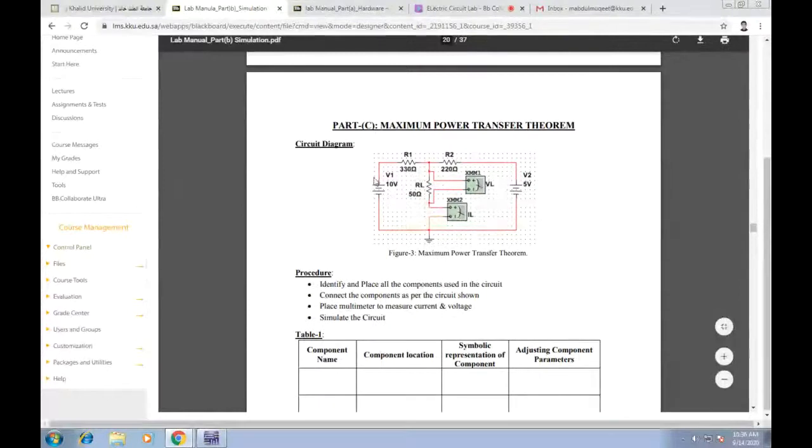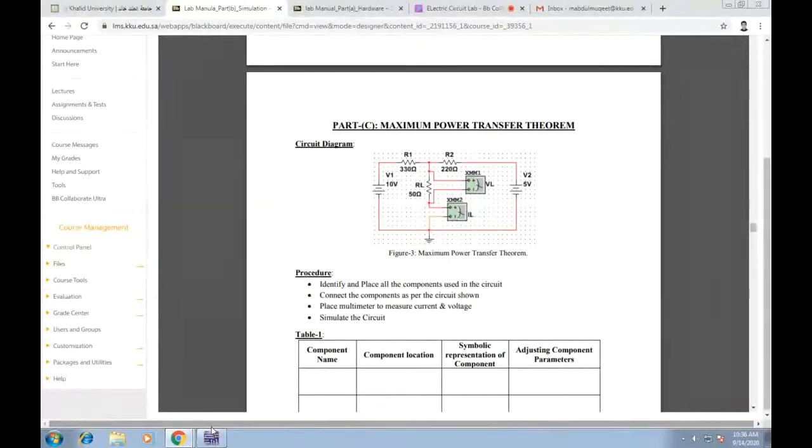Okay, so this will be part C, maximum power transfer theorem, which will be your assignment. Complete this assignment in Multisim and ask me if you have any question. Also complete the lab report, include the results for the maximum power transfer theorem, and submit it to me through the lab report template from the course message.